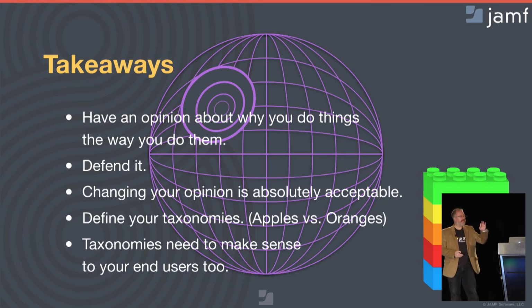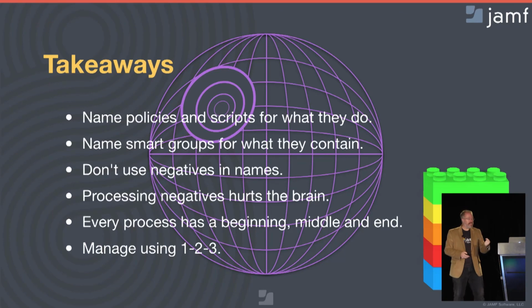I want you to define your taxonomies, and your taxonomies need to make sense to your end users too. I need you to name your policies and your scripts for what they do. I need you to name your smart groups for what they contain. Avoid negatives, they hurt the brain.